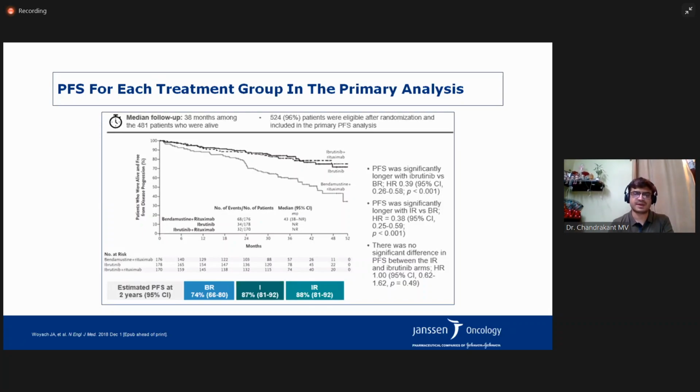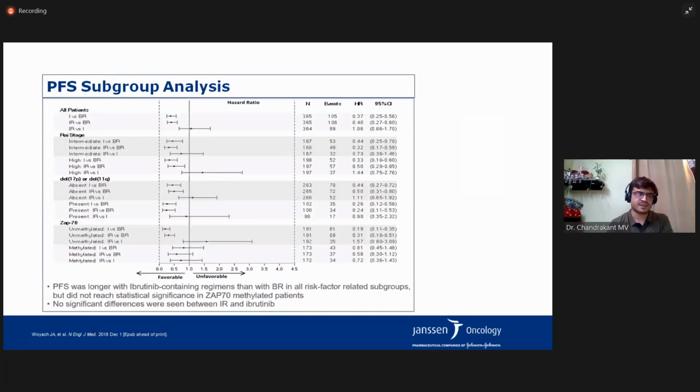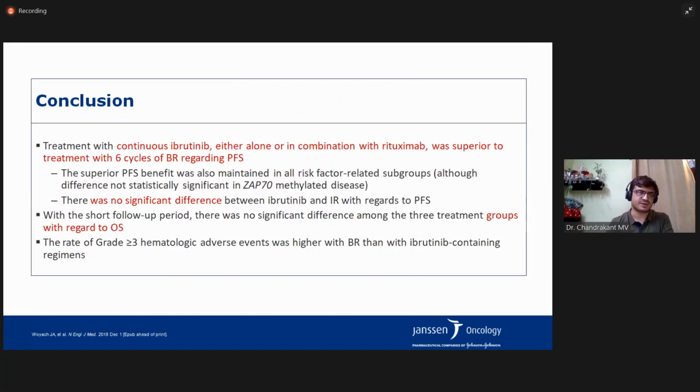So whether you compare ibrutinib monotherapy with BR or ibrutinib rituximab with BR, the ibrutinib arm fared better than that of the B plus R arm. You can see that all the subgroups benefited, whereas the high risk subgroup did not benefit well with BR. So whether IGHV is mutated or not, deletion 17p there or not, 11p there or not, all subgroups benefited in the ibrutinib arm.